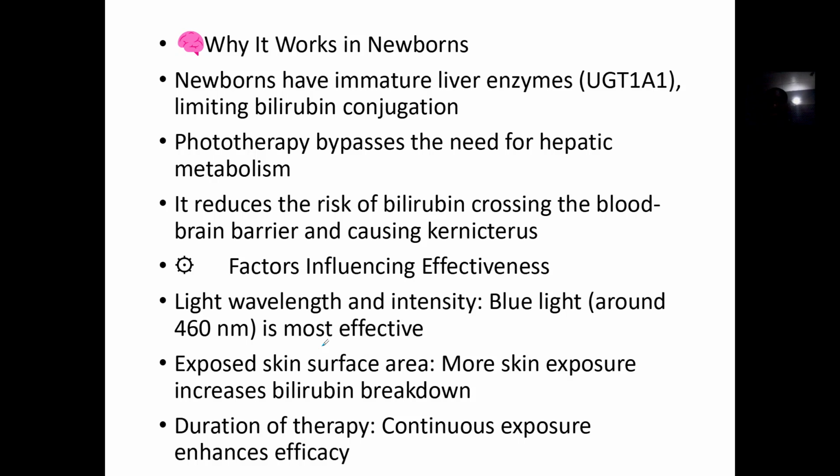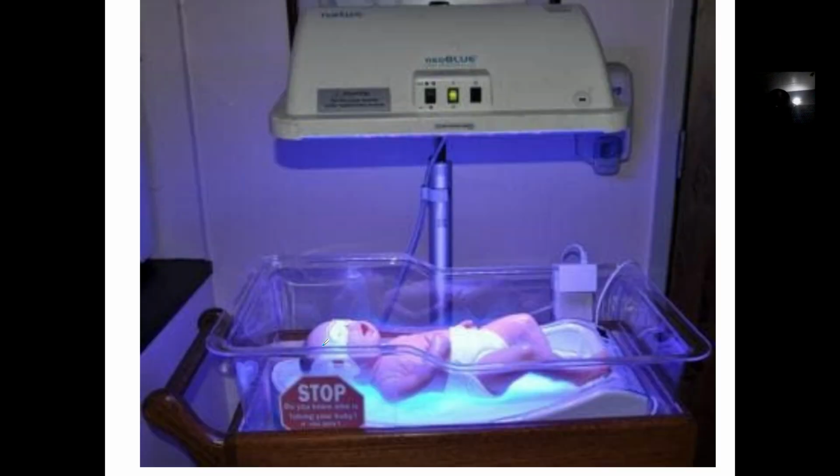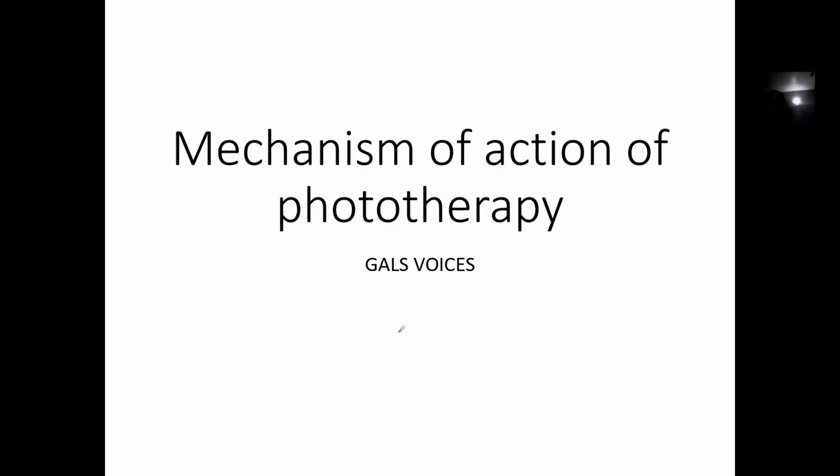So why it works in newborns is that newborns have immature liver enzymes limiting bilirubin conjugation. That's why most of the time they have that issue of jaundice. So phototherapy bypasses those enzymes and breaks down the bilirubin so that it can be taken out of the body. Factors influencing effectiveness are the light wavelength and intensity, the exposed skin surface area, and for how long you do the treatment. So that's what we have for phototherapy.